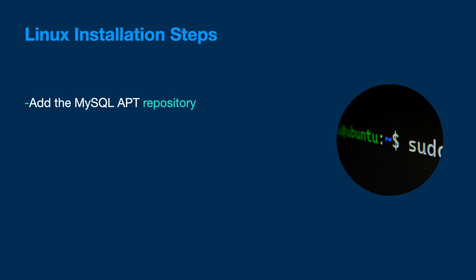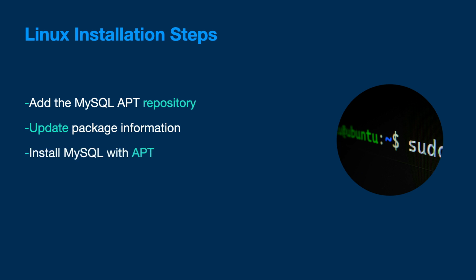We do this by downloading and installing the release package for our distribution. I'm then going to update package information on the system. Once all of that information is up to date, I will then install MySQL using apt. And finally, verify the installation once it's complete, making sure the service is started and running.